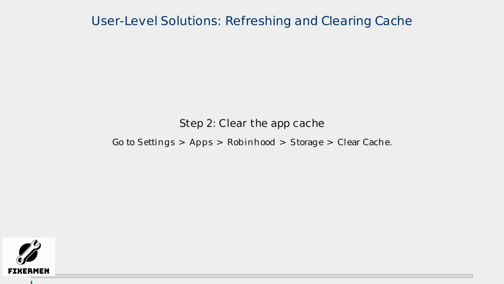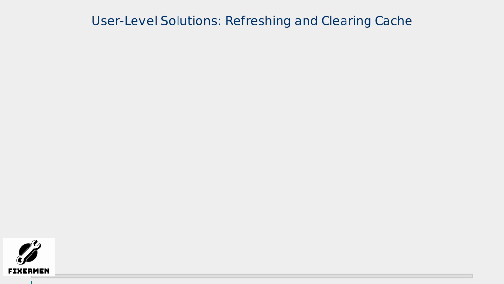Next, clear the app's cache. Navigate to your device's settings, find the App section, select Robinhood, then go to Storage and choose Clear Cache. This removes stored data that might be corrupted.